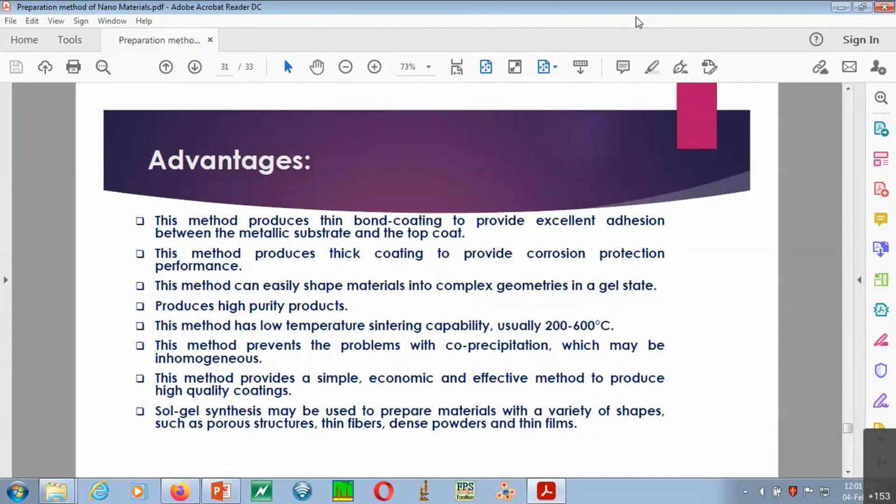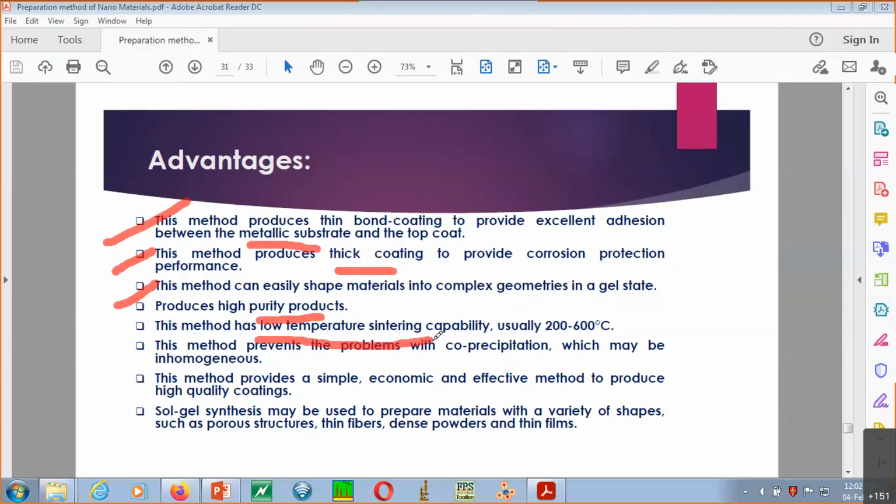Let me highlight just 1 or 2 points, then this will be over. So you see metallic substrate and that properly, you can easily remove it out. Then you see it can produce thick coating also, right? Easily shape your materials properly. High purity products you can get. Okay, low temperature requirement for this, usually this is enough up to this point. And you see all such things listed down over here. Simple, economic, effective. Okay, controlled level, dense powder can also be obtained, thin film can also be obtained, structure can also be obtained, fiber can also be obtained. So that is why this has a variety of advantages one can consider.